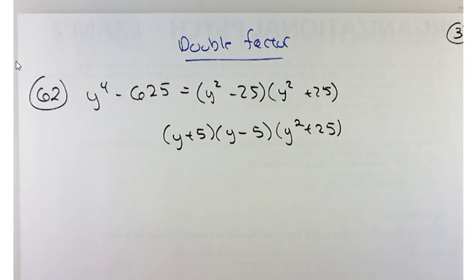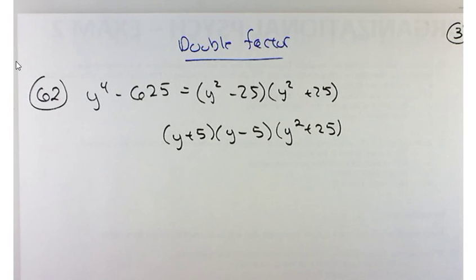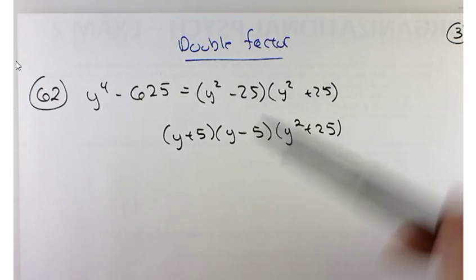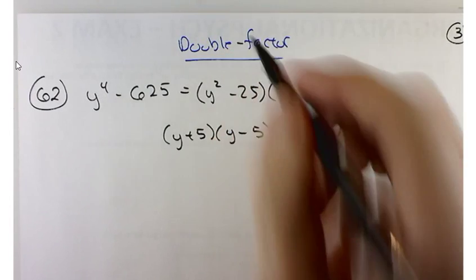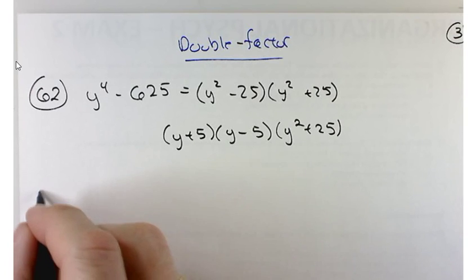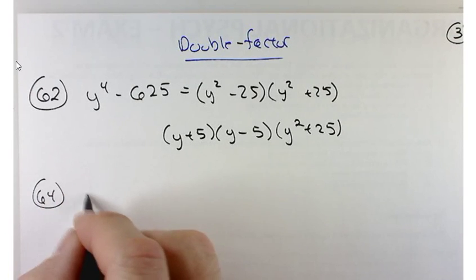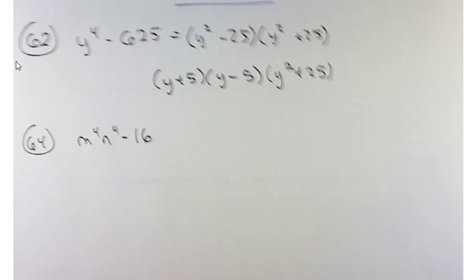So, I just called it a double factor, but it's something that I want you to look out for. I'm promising you it'll be there. Let's try another one like that. Problem number 64. M to the fourth, n to the fourth, minus 16. It's going to be very similar to the one we just did. So look for that double factorization.